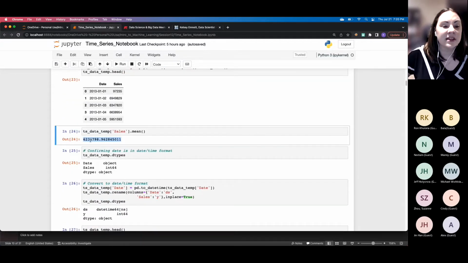I wanted to see what the mean sales was. So in this case, it's a little over 6 million. That helps us know at the end if our mean squared error and mean absolute error are giving us a good or bad model.